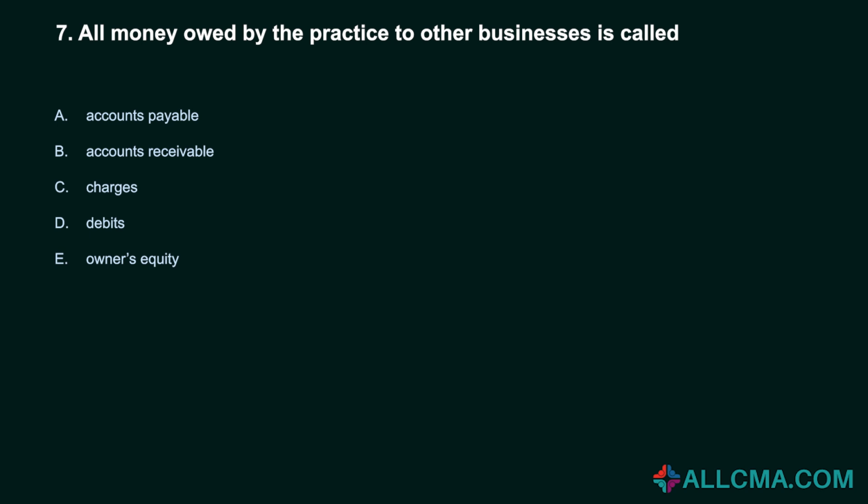7. All money owed by the practice to other businesses is called A. Accounts payable, B. Accounts receivable, C. Charges, D. Debits, E. Owner's equity. Correct answer, A. Accounts payable.